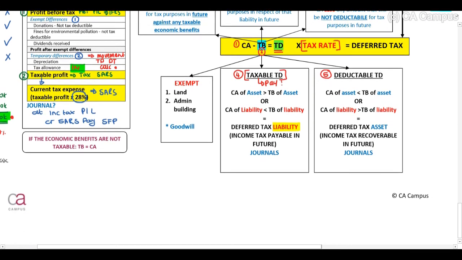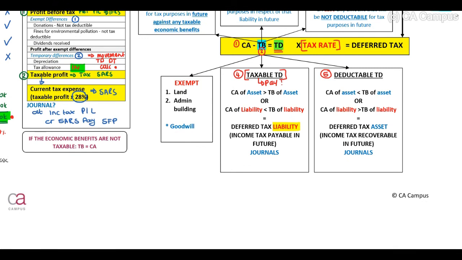When the carrying amount of your asset exceeds the tax base of your asset, or when the carrying amount of your liability is less than the tax base of your liability, we need to recognize a deferred tax liability. Now, let's quickly have a look at an example. If the carrying amount of my machine is 100,000, my tax base of this machine will be 80,000. My temporary difference will be 20,000.